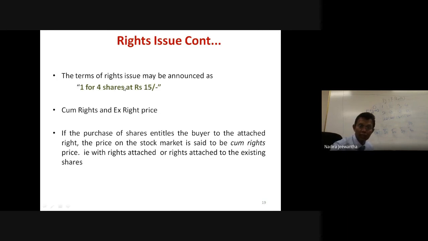One for 4 shares at 15. Anybody who's holding 4 shares now gets one new share at what price? 15. The market price may be higher than 15 or less than 15. Obviously, it should be higher than 15. So it is a discounted price.